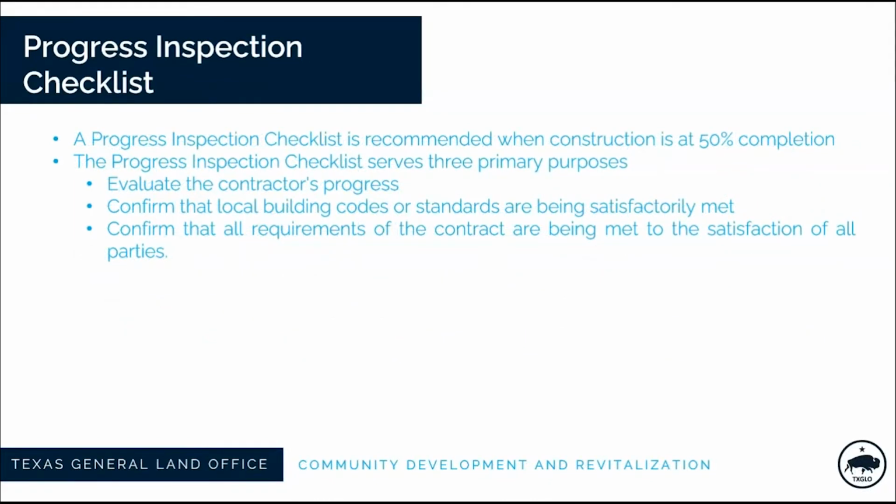To assist with meeting the federal and state requirements for the program, it is recommended that a progress inspection checklist be completed when construction is at 50% completion. The progress inspection checklist serves three primary purposes. 1. To evaluate the contractor's progress. 2. To confirm that local building codes or standards have been satisfactorily met. And 3. To confirm that all requirements of the contract are being met to the satisfaction of all parties.